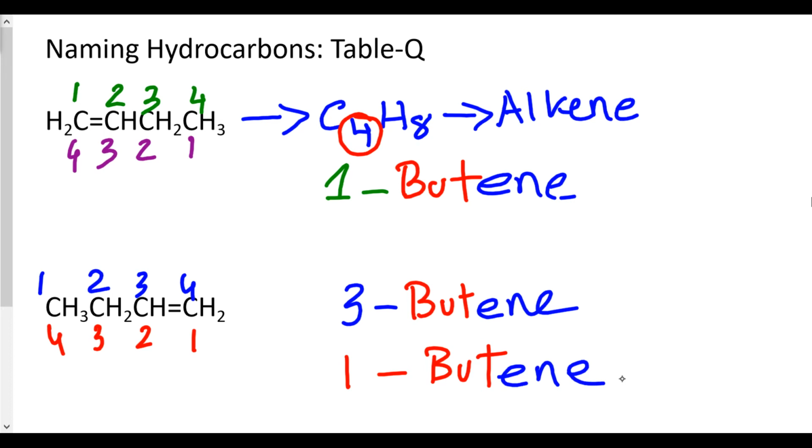So if you have an option between 1-butene and 3-butene, and the double bond seems to be on your left side or on your right side, between the first and second carbon, you should always select the lowest possible number, and therefore the correct name would be 1-butene, or you can simply write butene. You don't have to write 1 because we have to assume that it is going to be between the first and second carbon if there is no number written for an organic compound.